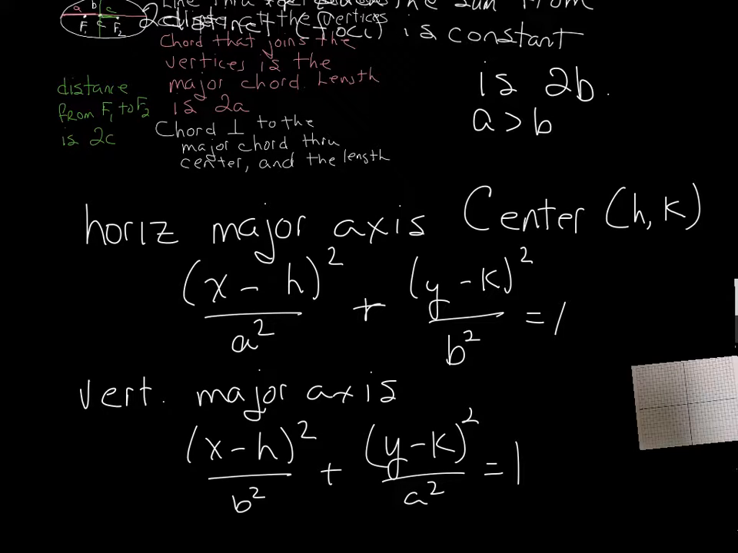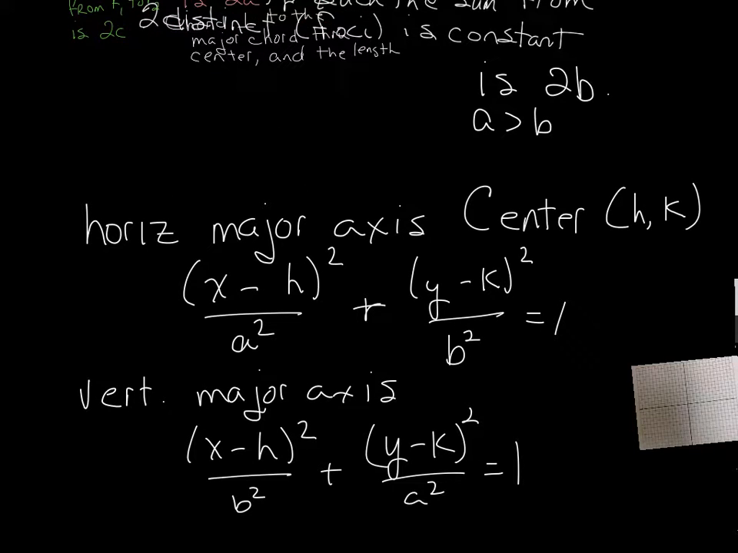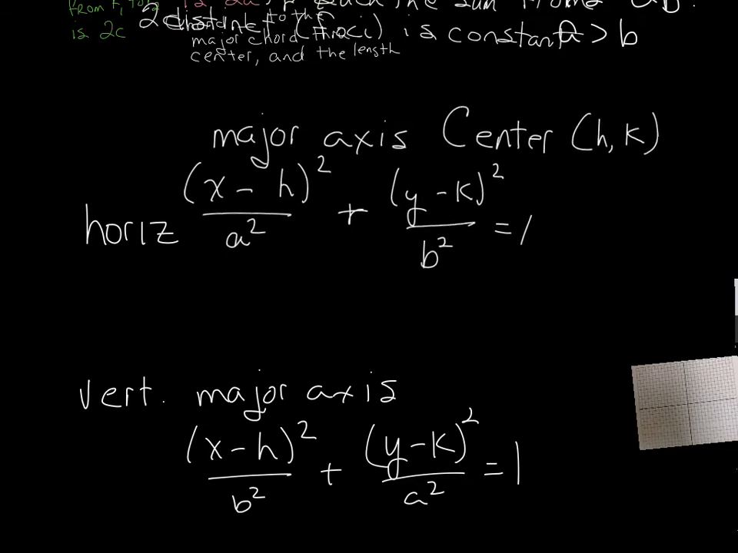So if a equals b, is that a circle? If a equals b, then you're going to have a circle. That's right. Can you show me where a, b, and c are again?